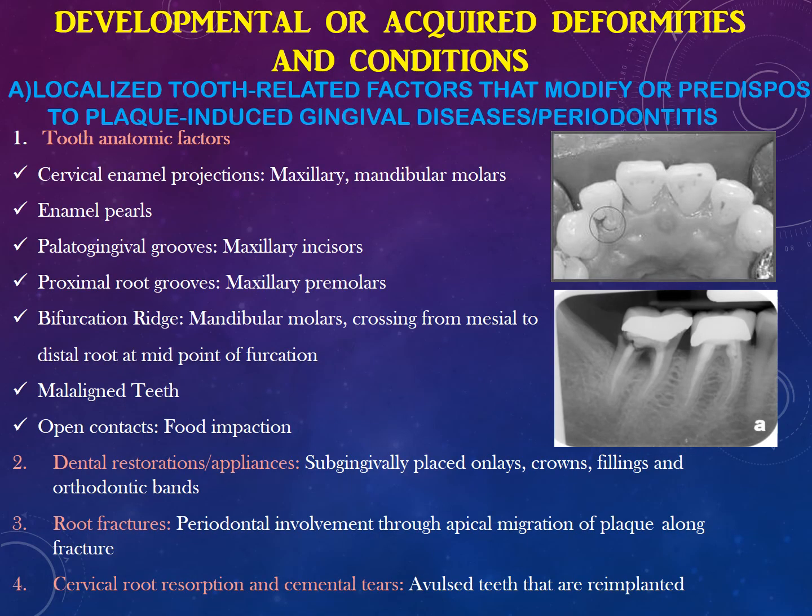Now we have come to the last part of the classification, developmental or acquired deformities and conditions. Under that, the first subclassification is localized tooth-related factors that modify or predispose to plaque-induced gingival diseases or periodontitis. They involve tooth anatomic factors, dental restorations or appliances, root fractures, cervical root resorption, and cemental tears.